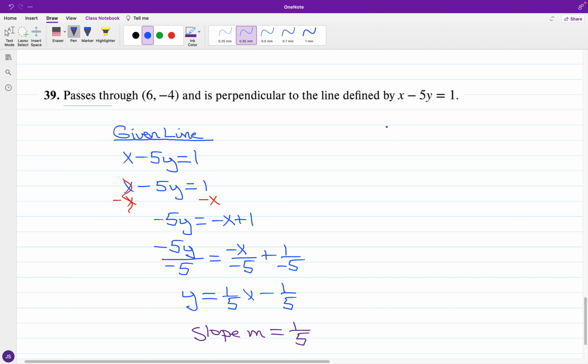Okay, now for the line that's going to run perpendicular, again, not the same slope value, but opposite sign reciprocal. So yeah, the slope of the given line is 1/5. Now for the perpendicular line, the slope is going to be -5. And for the point through which the perpendicular line passes, okay, we have at (6, -4).